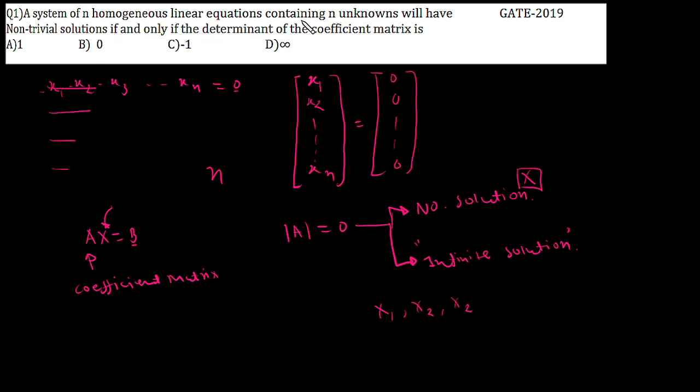Now they are asking about the condition of this coefficient matrix in terms of the determinant. So it must be 0 to get a non-trivial solution. If it's non-zero, then we get only the trivial solution, the zero vector. So the correct answer for this question is 0. Now let's move to question number 2.